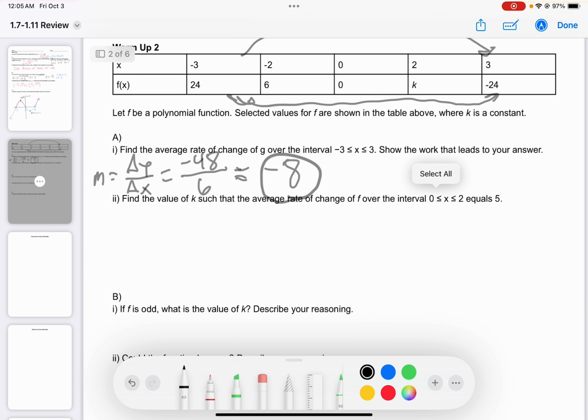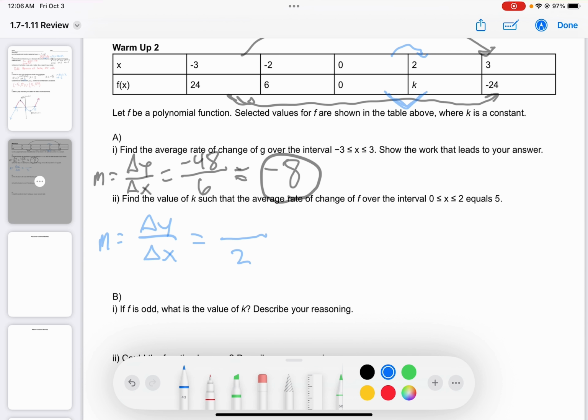All right. Find the value of k such that the average rate of change of f through the interval 0 to 2 is 5. So this time we have to work backwards. We can't teach you every possible question they can ask you in math. You have to be able to critically think. Well, we already know that m is equal to the change in y over the change in x. And we can see the change in x here. That's from 0 to 2. That's 2. But we don't know the change in y here because we don't know what k is.